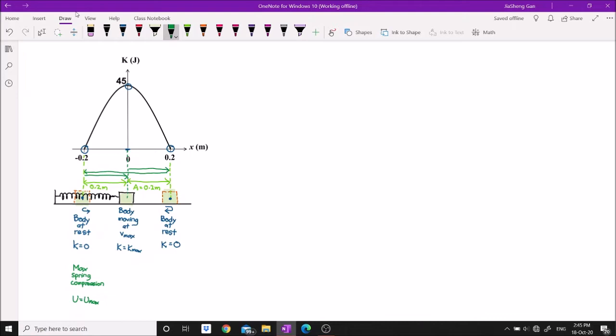Again, for the most right hand side, we can say it's at maximum spring extension. Since it is at its maximum spring extension, therefore U is also equal to U max. If the potential energy is at its maximum at both of the amplitudes, we can reasonably deduce that at the center U should be 0. Why U is 0 is because the spring is not extended or compressed.